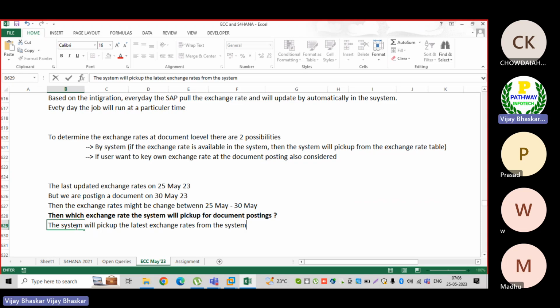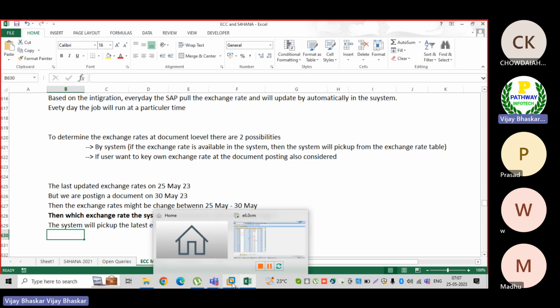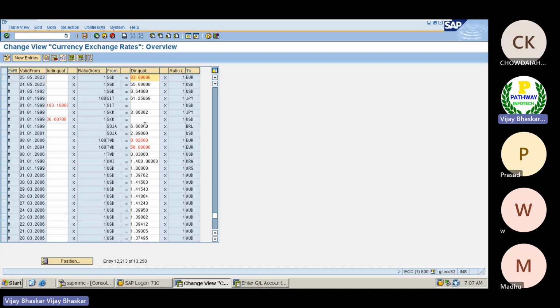Okay, what is the latest exchange rate we have updated on 25th of May? The system will try to identify whether the exchange rate is valid for that particular day, for 30th May. If that is not available, the system will pick up the latest exchange rate. Okay, the system will try to identify that rate. Let's see.